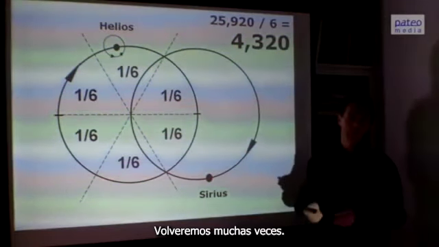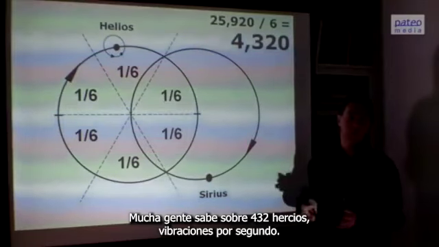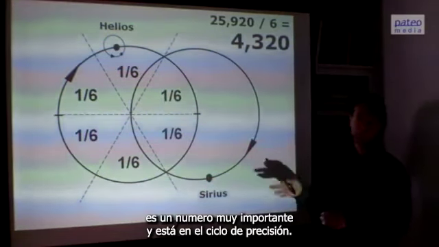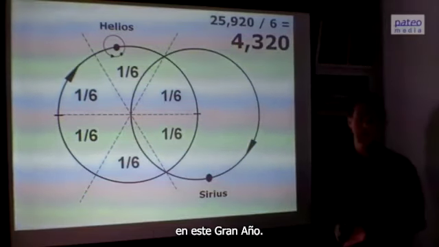432 will come back many times. Many people know about 432 hertz, vibrations per second. It's a very important number, and it is in the precession cycle, in this great year time.